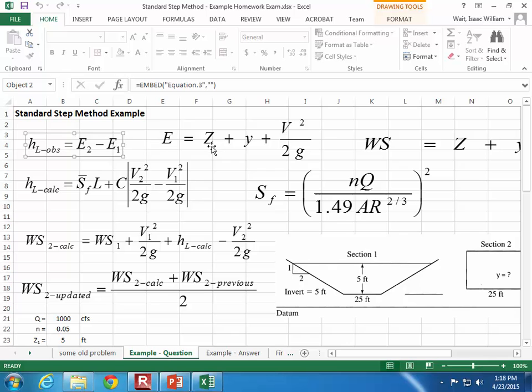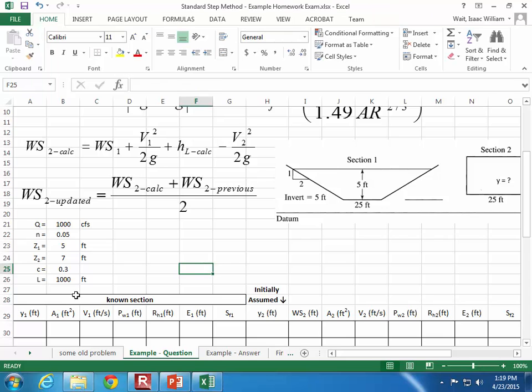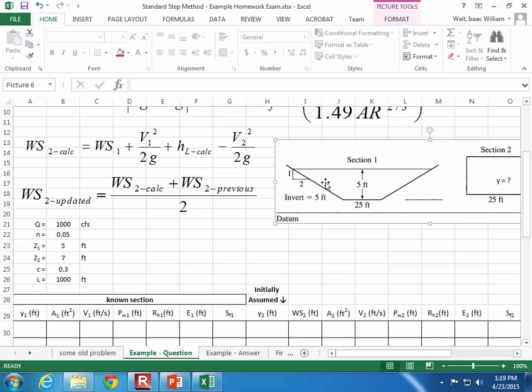Okay, I've pasted in all of these equations just so that I have them handy. Here's the form of what we're going to be doing. The known section is location 1, which for our problem is downstream. The unknown section are all of these things with the subscript of 2. That's the upstream section. What we know at 1 is that the depth of flow, you can see right here from the drawing, is 5 feet.